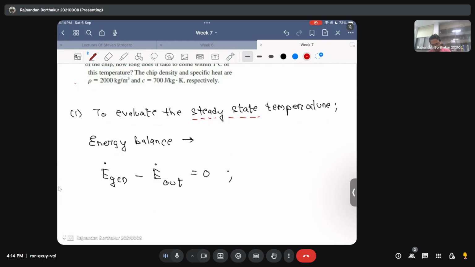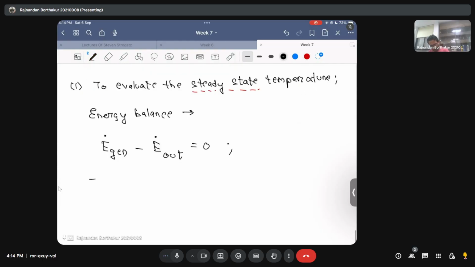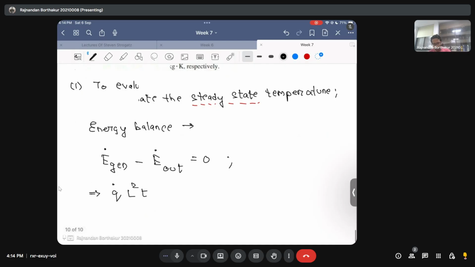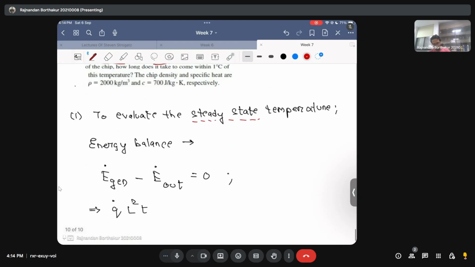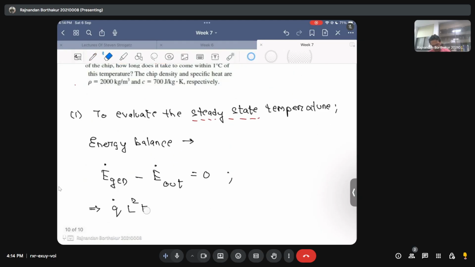Then my E dot gen is just the heat generation times its volume, which is L square times the thickness. We will not write the thickness with T because T will denote the time, so we'll call the thickness W and the length L. So this is just L and W. Then my volume is L square times W. So this is the volumetric heat generation times the volume that I am writing.